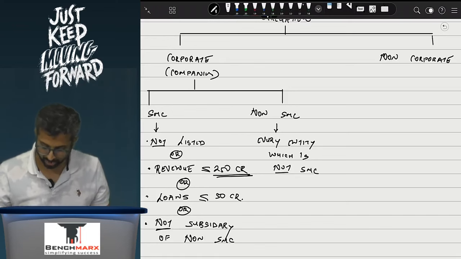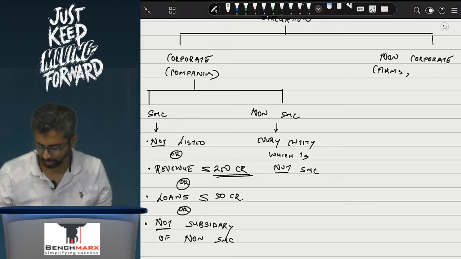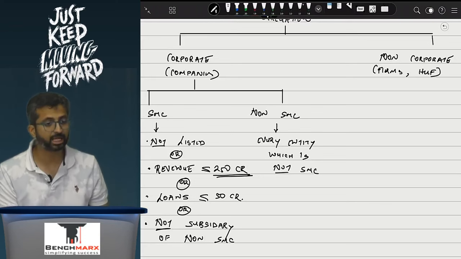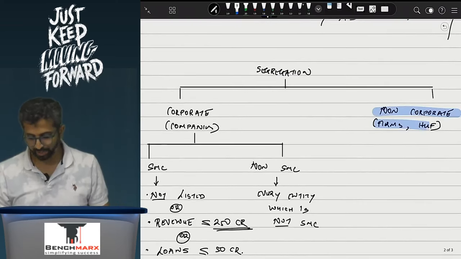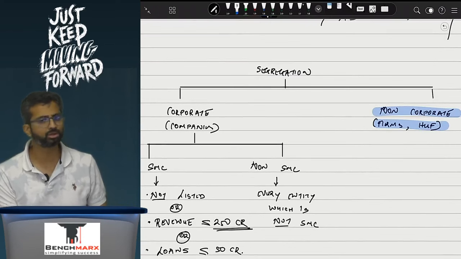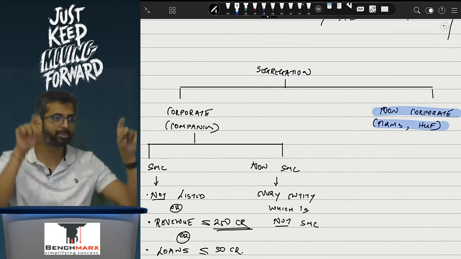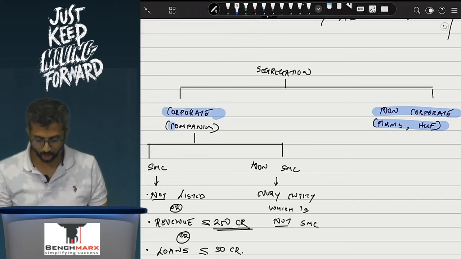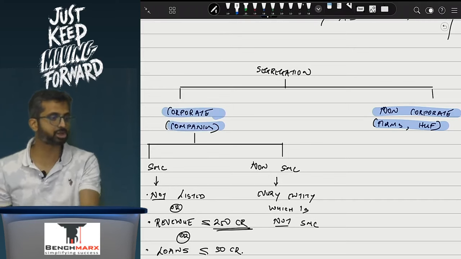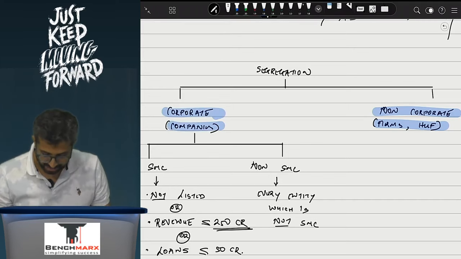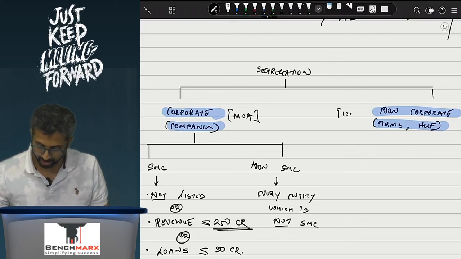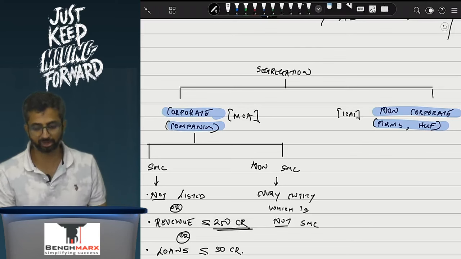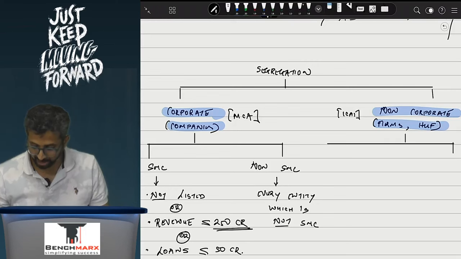So when we look at non-corporate entities, for example partnership firms or HUFs, whatever it is, can the Ministry of Company Affairs notify anything for non-corporate entities? Why not? The Ministry of Company Affairs has its jurisdiction over companies. It does not have jurisdiction over non-corporate entities. So this SMC, non-SMC definition is given by MCA, whereas for non-corporate entities, ICAI has given a segregation. What is the segregation? They have divided everything into four levels.